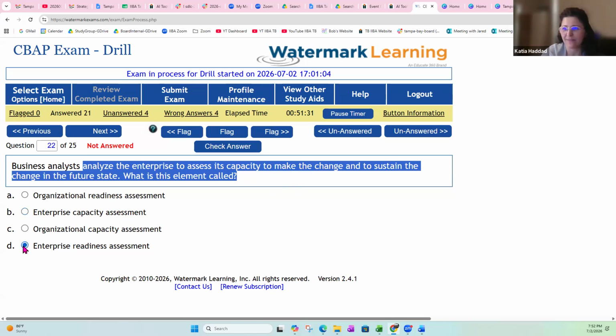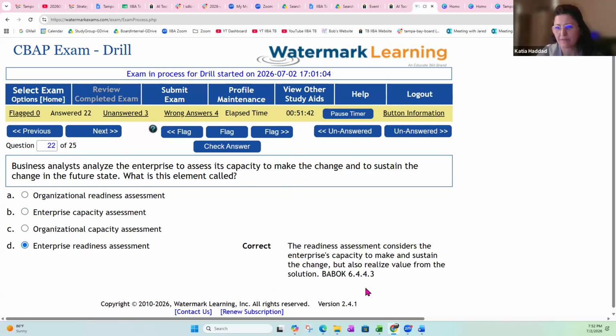I think D. It's D, enterprise readiness assessment. B as in boy? No, D as in dog. Okay, let's go with dog. The readiness assessment considers the enterprise capability to make and sustain the change, but also realize value from the solution.